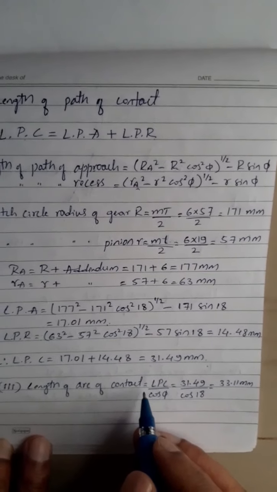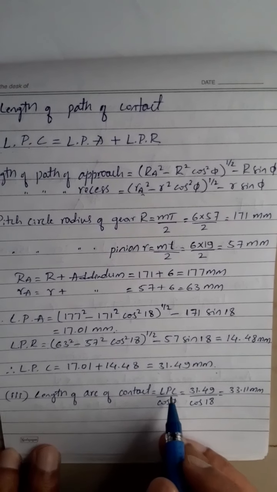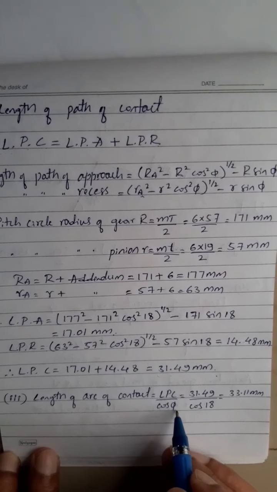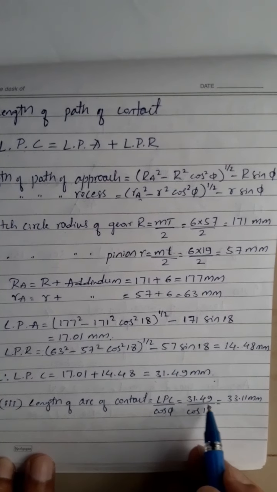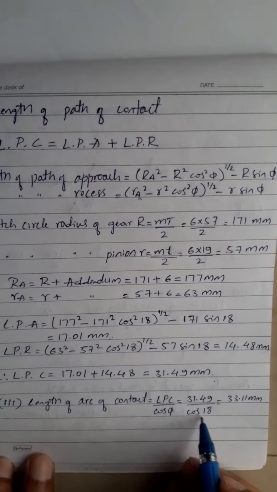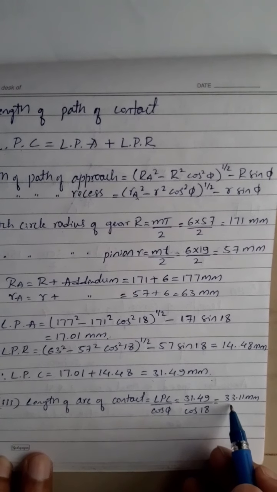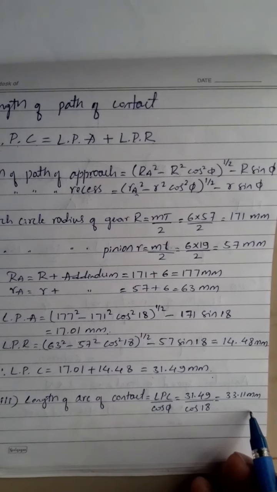Next, the third bit in the question is the length of arc of contact. We know that the length of arc of contact is the length of path of contact divided by cos phi. Here we have the length of path of contact as 31.49 mm divided by cos phi. Phi is 18 degrees, so that results in a length of arc of contact of 33.11 mm.